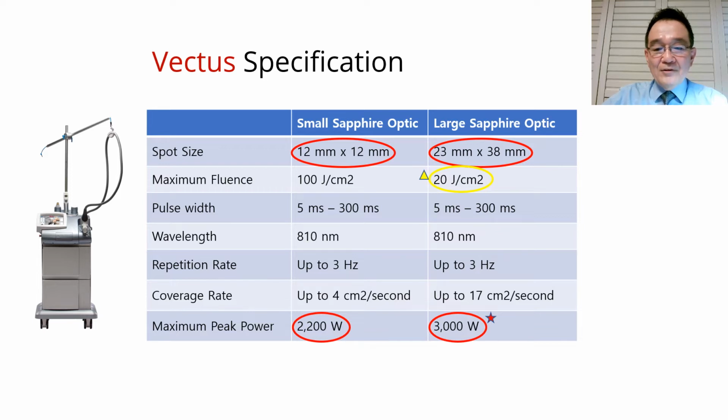In Vectus, there are 2 handpieces, a smaller one and a large one. The smaller one is 12 by 12 millimeter and the large one is 23 by 38 millimeter spot size. The maximum peak power of the smaller handpiece is 2200 watts, and the maximum peak power of the large handpiece is 3000 watts, which is the highest maximum peak power in the market.